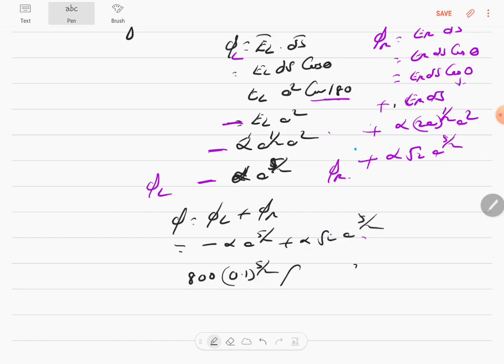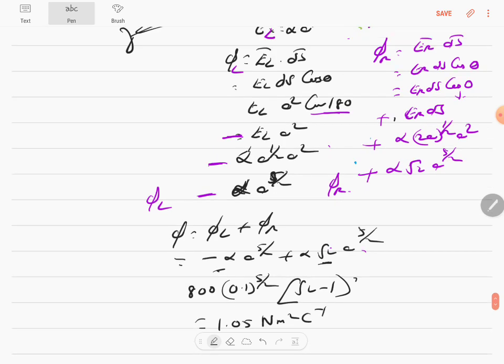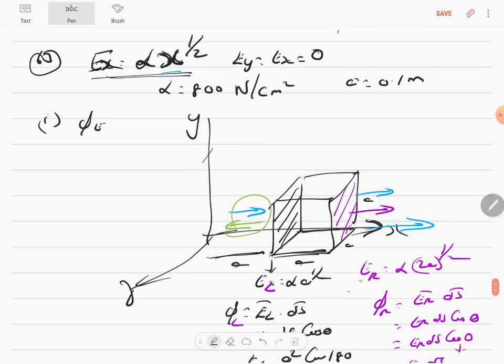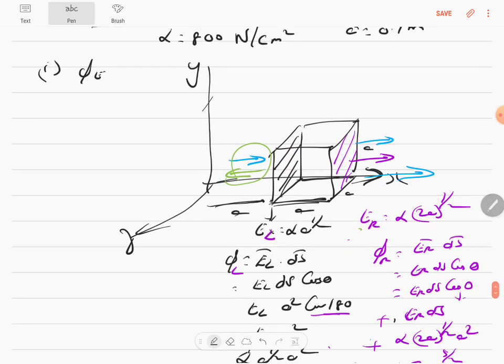And then you have a root 2 minus 1. Thus you calculate this, you get 1.05 Newton meter square per coulomb. This is a very, very important board exam question. Okay, so then let's go to next sum.